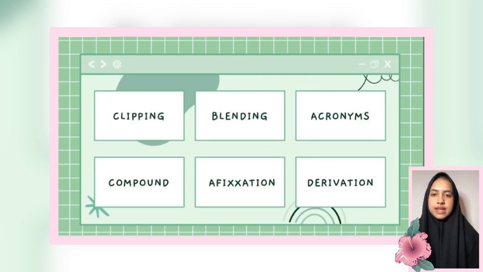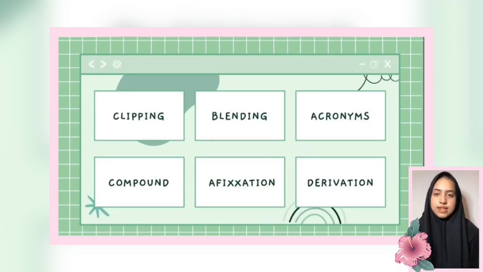Second one is blending. It is especially creative in that speakers take two words and merge them based not on morpheme structure but on sound structure. For example, brunch, from breakfast and lunch, is the resulting word. Third one is acronyms. Acronyms are formed by taking the initial letters of a phrase and making a word out of it. Acronyms provide a way of turning a phrase into a word. For example, scuba. It was formed from self-contained underwater breathing apparatus.